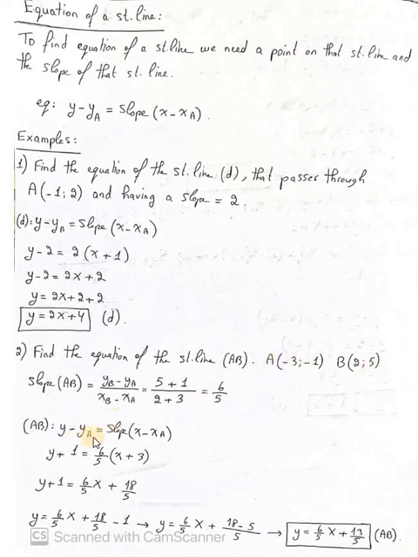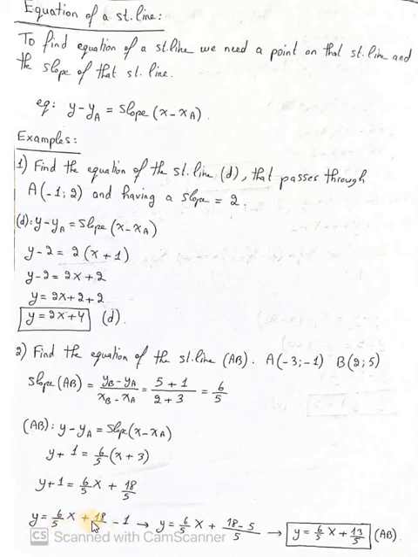So I chose A. y minus y of a equals slope into x minus x of a. Put the numbers: y plus 1, minus y of a, minus minus 1, which is plus 1, equals 6 over 5 into x minus minus 3, which is plus 3. Now expand this side: 6 over 5 x plus 18 over 5. Now bring this plus 1 to this side.